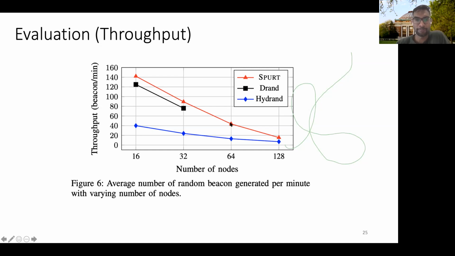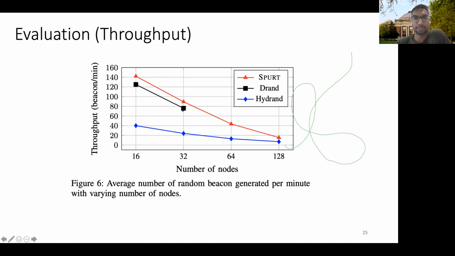One thing which was quite surprising to us is that we expected DRAND to have much better performance than SPURT, because DRAND is a very simple protocol. You just send a single group element to everybody, and then everybody reconstructs. Although this is what we observe, we believe that the throughput of a DKG based implementation can be improved, much better than SPURT.